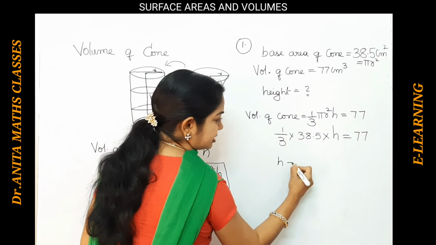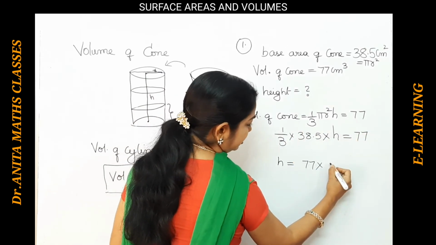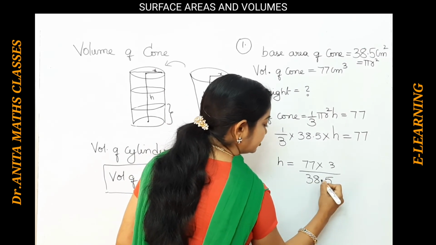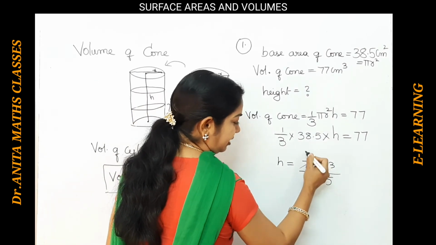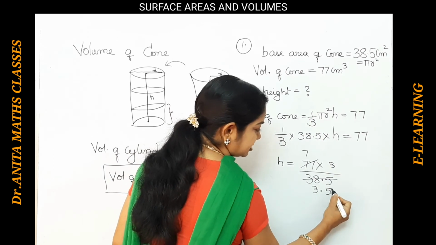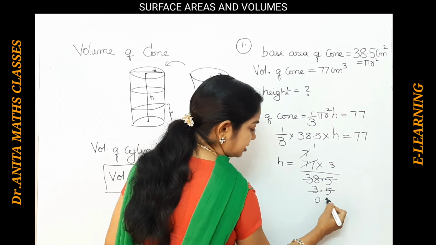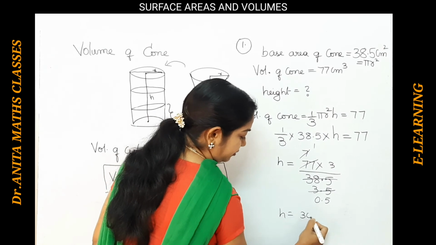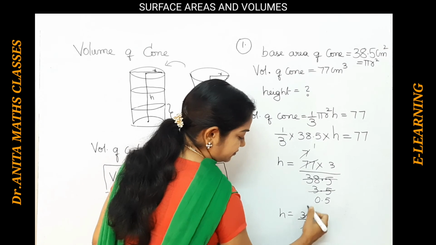So keep h on this side and shift this to the other side. This becomes the reciprocal: 3 divided by 38.5. So you can cancel off with the 7 table as well as the 11 table. Let us see with 11: 11 sevens, 11 threes, 33, 11 fives, 55. Now the same with 7: 7 ones, 7, 7 fives, 35. Okay, here this becomes h is equal to 30 upon 5. If I remove the point, 10 goes up. So 5 ones, 5, 5 sixes, 30.